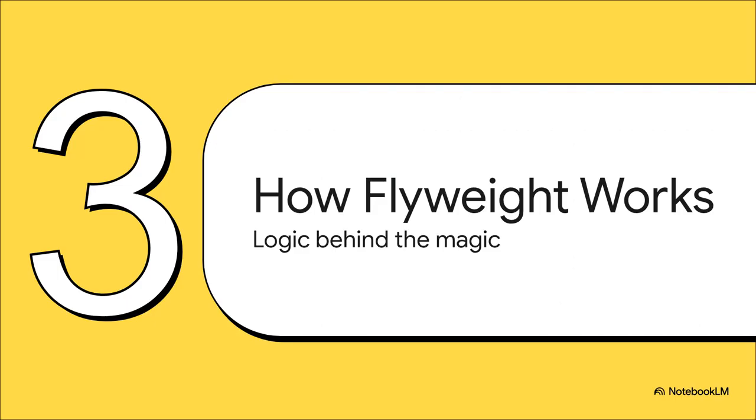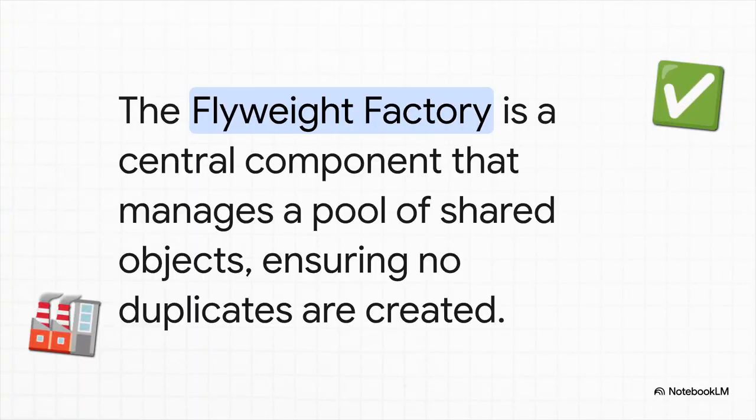So how does an application actually pull this off? It's not magic, even though it feels like it. It's a really clever piece of architecture. Let's take a look under the hood. Okay, the absolute heart of this pattern is something called the flyweight factory. Its job is pretty simple. It's the gatekeeper for all of our shared objects. You never create these flyweight objects directly. Nope, you always go through the factory.